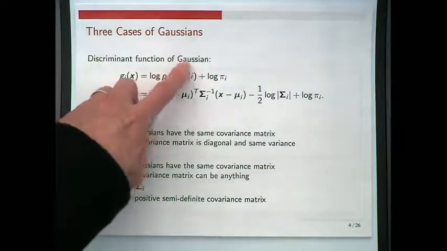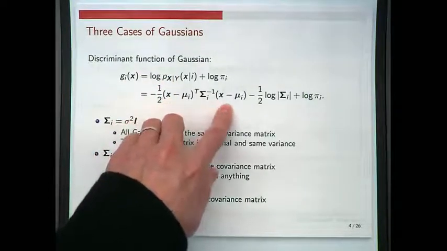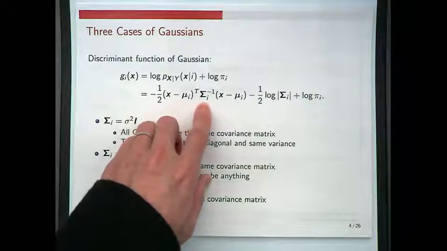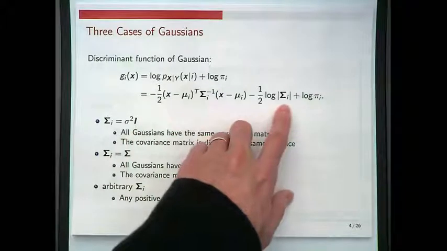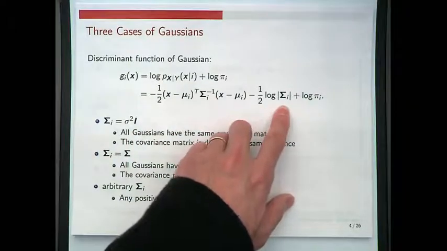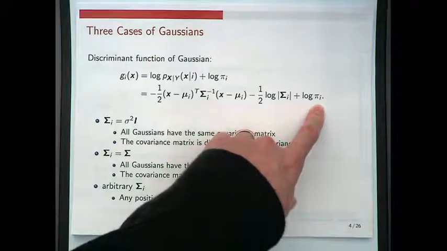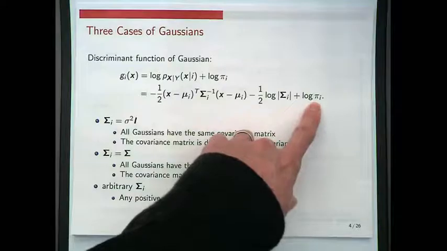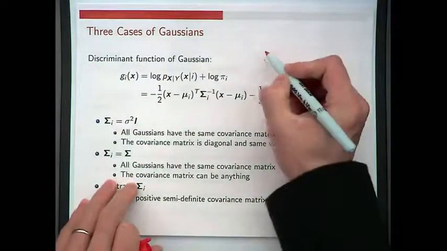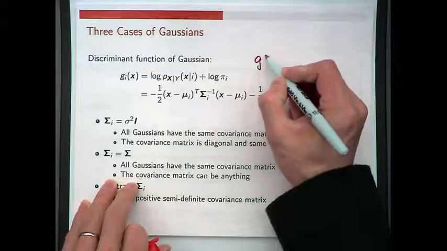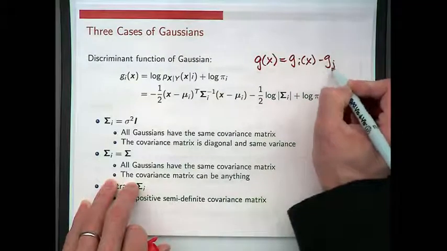For the case of Gaussian, you plug in the likelihood function, which in this case would be the quadratic equation involving mu i and sigma i. So these are the class parameters, class mean and class covariance. This term comes from the normalization constant. That is the log of the determinant of the covariance matrix. And here is the prior distribution, pi i. Okay, so that is a discriminant function. And then the decision rule is, of course, you check the overall discriminant function, which is g(x) equals g_i(x) minus g_j(x).